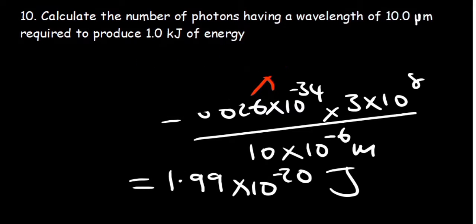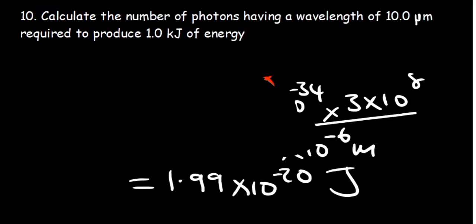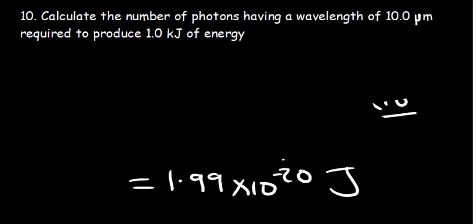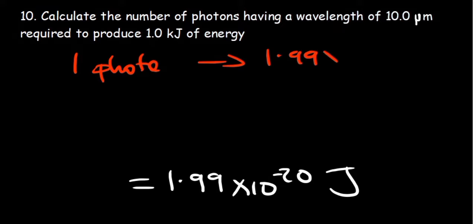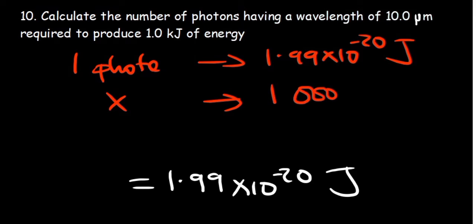So now that we found the energy of a single photon, how do we find the number of photons that are required to give us that amount of energy? One photon is giving us 1.99 times 10 to the power negative 20 joules. So how many photons are required to give us 1000 joules? Because 1 kilojoule means 1000. So it's basically just trying to divide it into 1000.